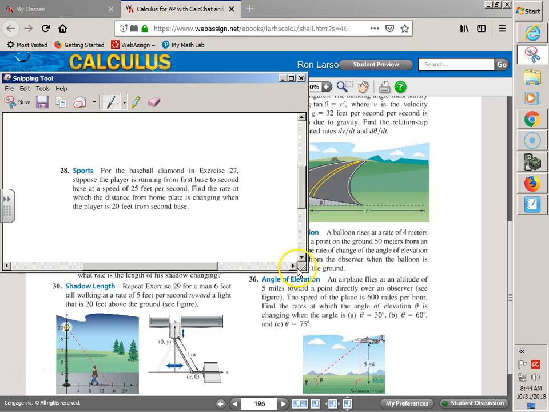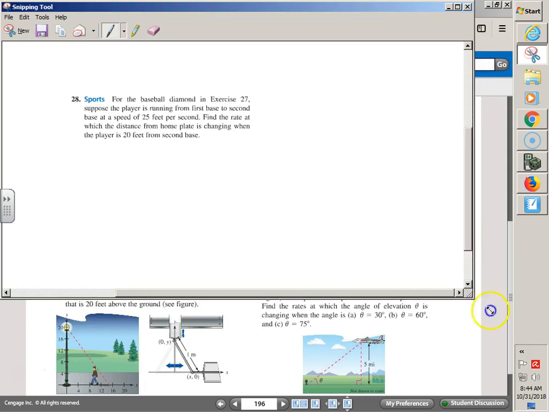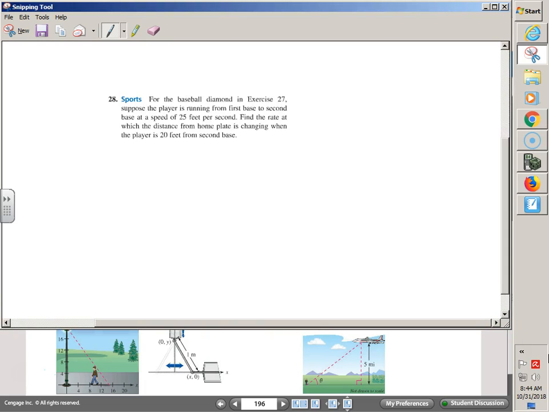And they give you a nice picture for this one too, but I can do it fast. First to second, at a speed of 25 feet per second. So I draw the picture. Second, there's first. I might not give you a picture tomorrow, so if you're not very familiar with baseball, you might want to just study the picture. Going from first to second, the little player is here somewhere. Distance from home, that's changing as the player runs.